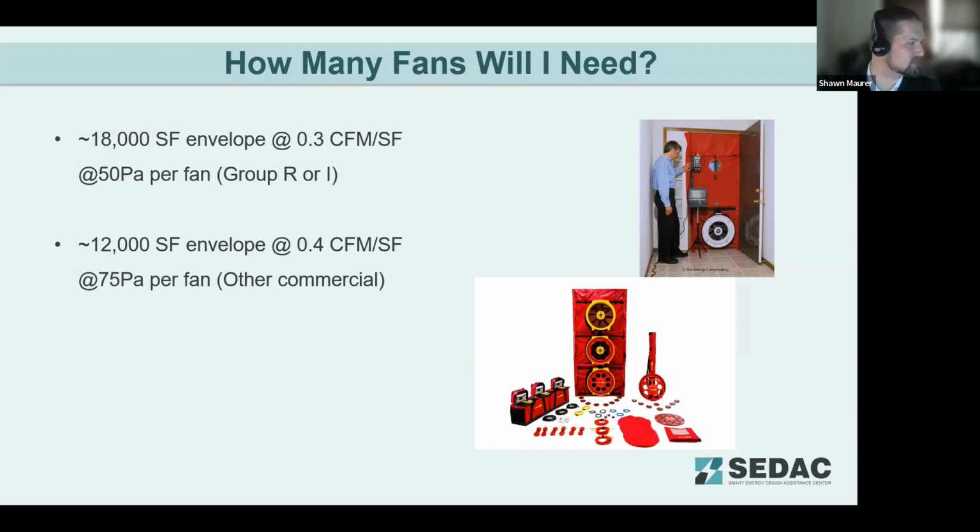Don't see any questions that popped up in the chat or the Q&A. Oh, we just got one in the Q&A. Does a warehouse need to comply? Warehouses with conditioned space will need to comply with this. So that's definitely going to be a big concern out there.